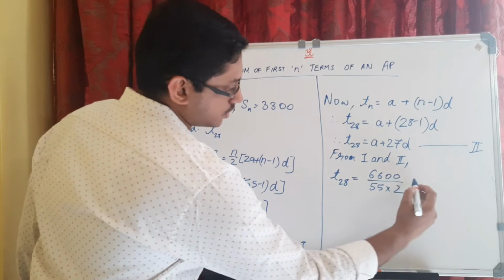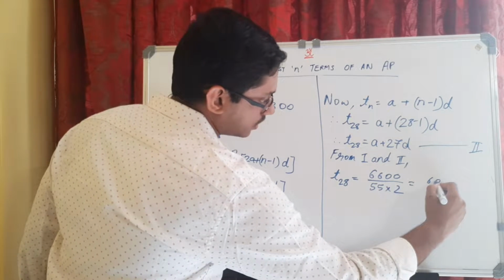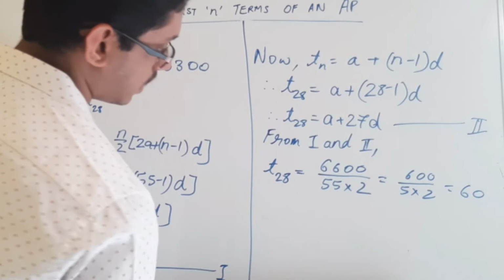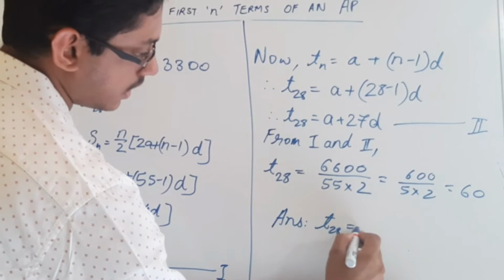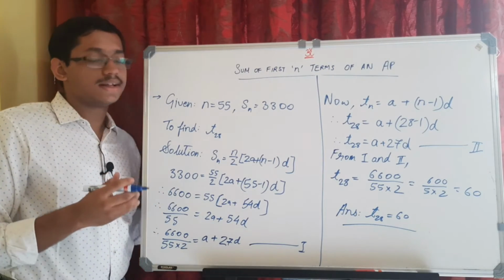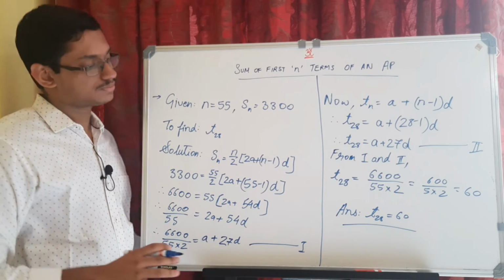Then we have to simplify this. This you can do. So 1600 by 55 multiplied by 2 is equal to 60. Yes. So the answer you can write like this. T28 is 60, or you can also write it as the 28th term of this AP is 60. You can write it like that also.